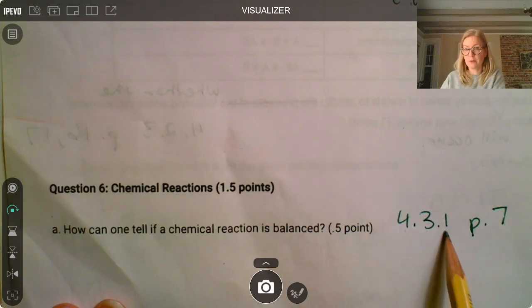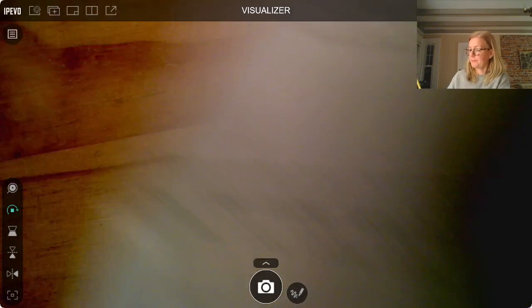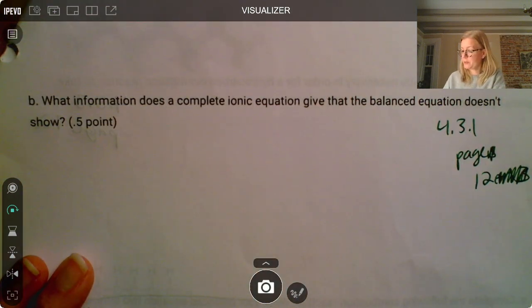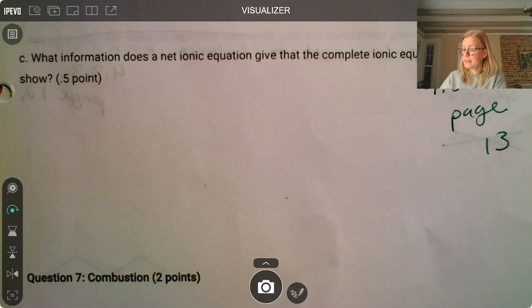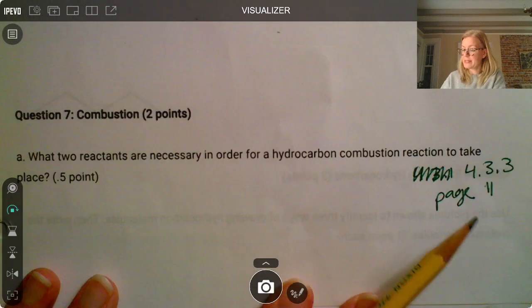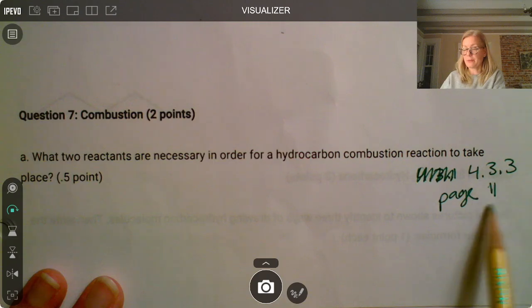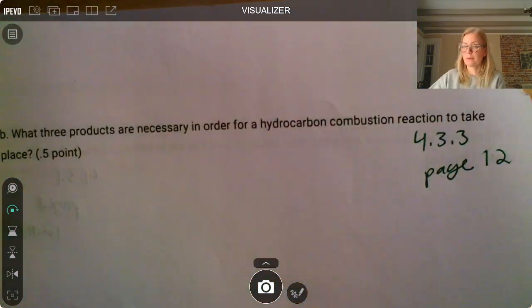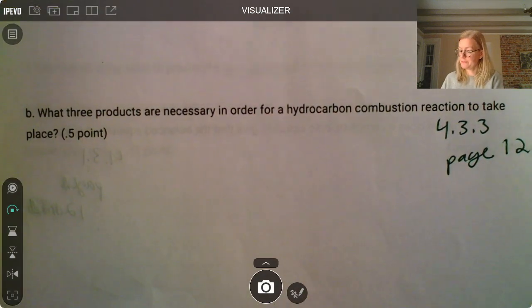In question 6A, look at 4.3.1, page 7. For 6B, look at 4.3.1, page 12. And for 6C, look at 4.3.1, page 13. For question 7A, look at 4.3.3, page 11. For B, look at 4.3.3, page 12.